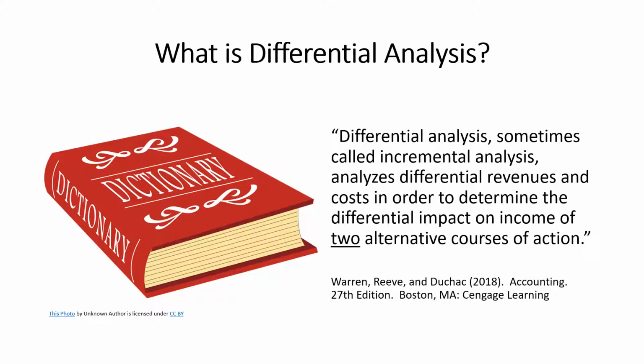So here I just extracted the definition of differential analysis from your textbook. Really what it comes down to is setting up the economics in two columns for one alternative versus the other. But technically, it makes reference to something called differential revenues, which is right here, and also differential costs. And so we're going to take a look at those things on the next slide.